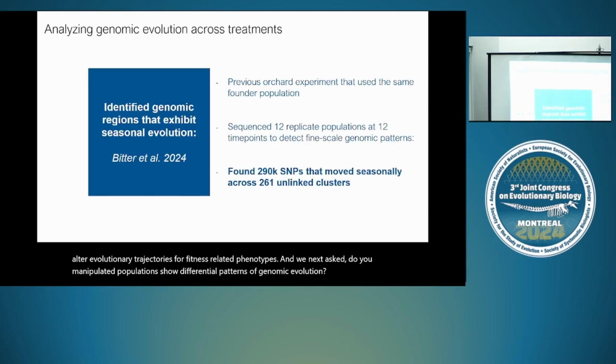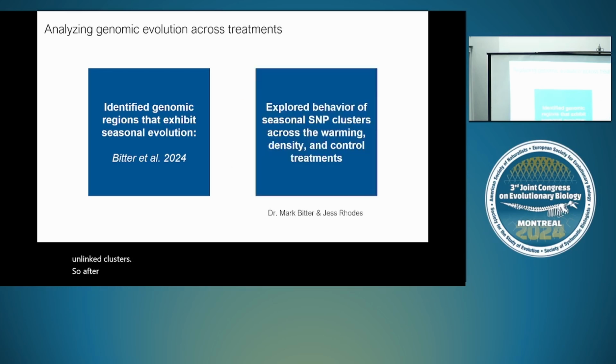So to analyze genomic evolution across treatments, we utilized a previous orchard experiment that used the same founder population as my experiment. But in this experiment, we sequenced 12 replicate populations at 12 time points to detect super fine-scale genomic patterns. So in this experiment, we found 290,000 SNPs that moved seasonally across 261 unlinked clusters. After identifying these genomic regions that exhibited seasonal evolution, we then explored the behavior of these seasonal SNP clusters across my warming, density, and control treatments.